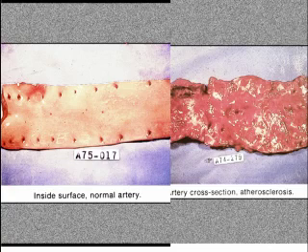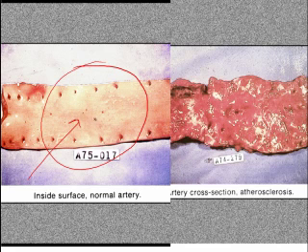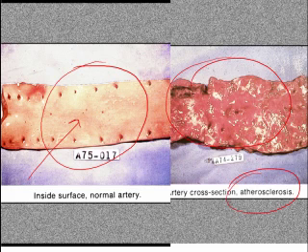Now, just as I mentioned, I wanted to give you an actual example of what this looks like. This is the inner surface of a healthy artery, and notice how pink and smooth and glistening it is. And here's an example of the inner surface of an atherosclerotic artery, and notice how bumpy and inflamed and red it is. And that's really the difference.